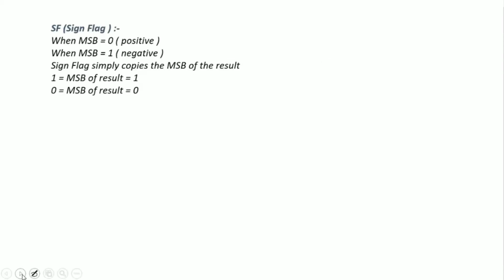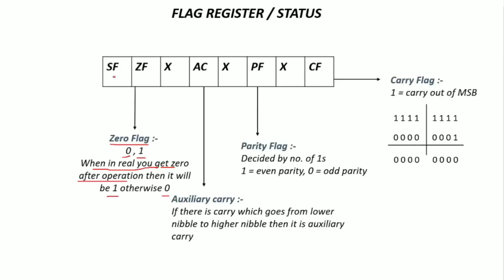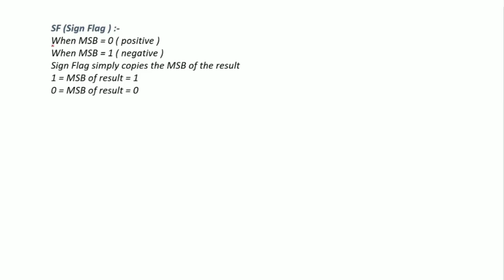The last thing which we have to understand is sign flag, which we have seen here. Let's see it. The most significant bit can be equal to 0 or equal to 1, and the sign flag simply copies the MSB of the result. So if MSB is 1, then our sign flag is also 1. And when MSB of the result is equal to 0, then sign flag is 0. It's also a very basic thing to understand. I hope that you would have understood everything up till this point of time.